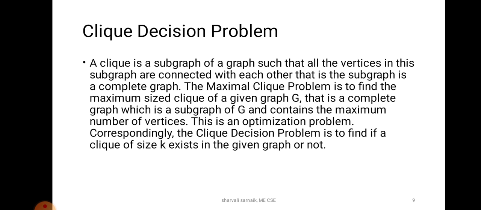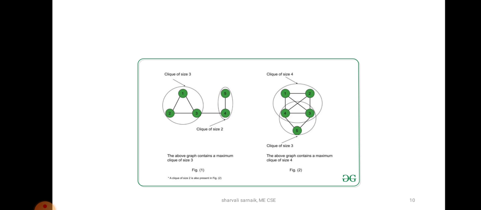So the first is the clique decision problem. A clique is basically a subgraph of a graph such that all the vertices in this subgraph are connected with each other; that is, the subgraph is a complete graph. The maximal clique problem is to find the maximum sized clique of the given graph G, that is, a complete graph which is a subgraph of G and contains the maximum number of vertices. So this is an optimization problem. Correspondingly, the clique decision problem is to find whether a clique of size k exists in the given graph or not.